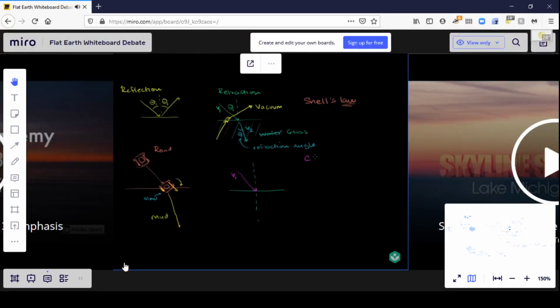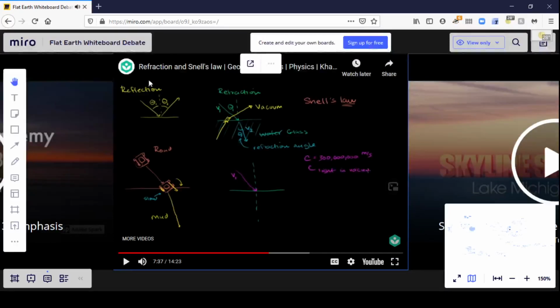So c is the speed of light in a vacuum, and that is equal to 300. It's not exactly 300. I'm not going to significant digits. It's true to 3 significant digits. 300 million meters per second. This is light in a vacuum. I can tell you specifics.